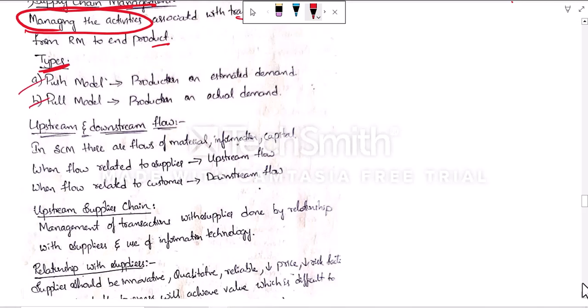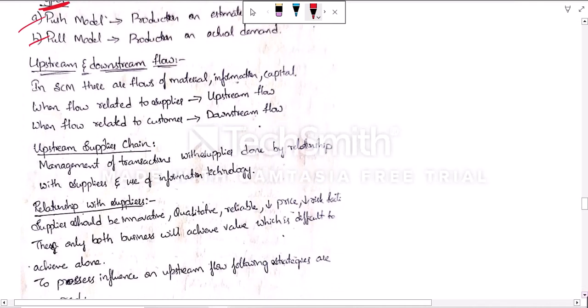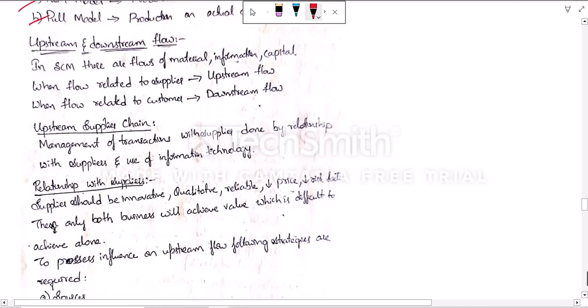When coming to the pull model, it is request from their side. When the actual demand comes, then only we will produce that product. And we will have upstream flow and downstream flow. What is meant by upstream flow? When the flow is related to supplier, meaning we will purchase some raw material from a supplier, it is above us, so that is called upstream flow. And when the flow is related to customer, then it is called downstream flow.